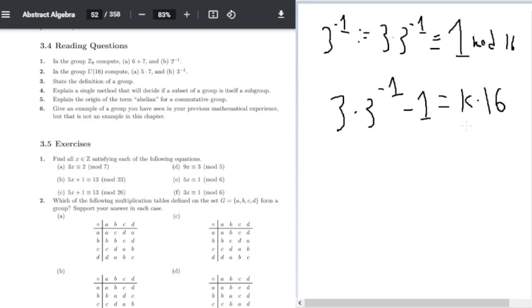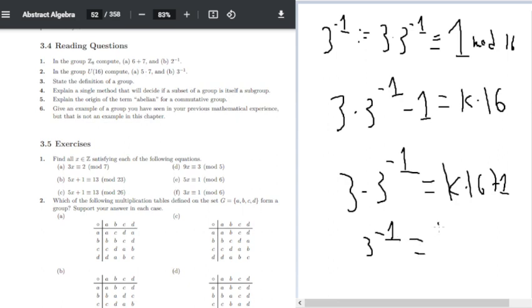Alright, let me think a bit harder about this as a general method to compute, because you could just brute force it at this point. But I'm trying to be a bit clever. Actually, what if I just do 3 times 3 to the negative 1 equals k times 16 plus 1. So 3 to the negative 1 is equal to k times 16 plus 1 over 3.